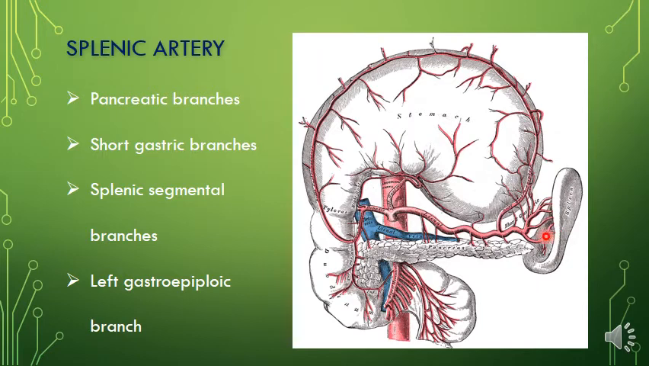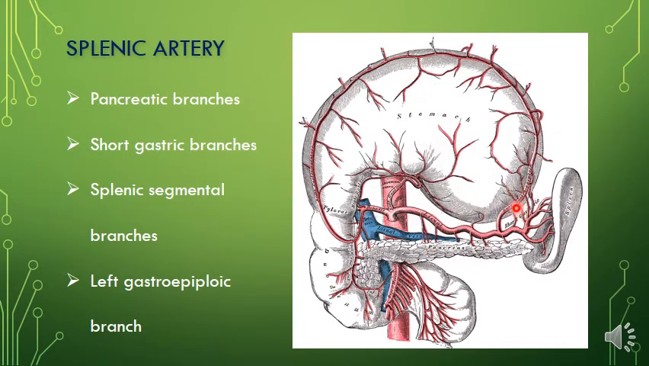Five or more segmental branches are there. These branches that you are seeing here are called segmental branches. So it penetrates the hilum by dividing into these segmental branches. And besides the branches to the spleen, it also gives rise to pancreatic branches. These small branches that you are seeing are going to supply the pancreas. So these are all the pancreatic branches. Then it also gives rise to the short gastric branches.